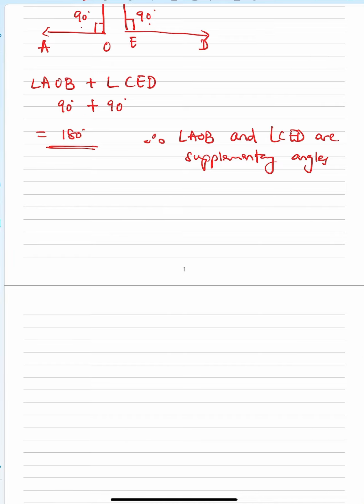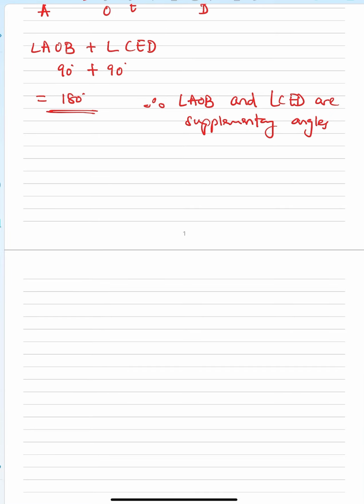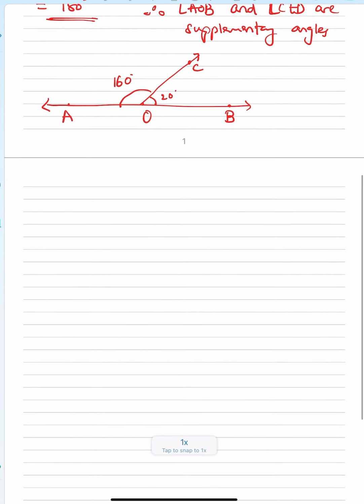One more thing: when supplementary angles are placed next to each other, that is, if I am drawing a line and let me name it AOB, here there is an arm OC. Let us say that this angle is 160 degrees and this angle is 20 degrees. These two angles are supplementary angles, but they are also straight angles. How can we say that these are straight angles?